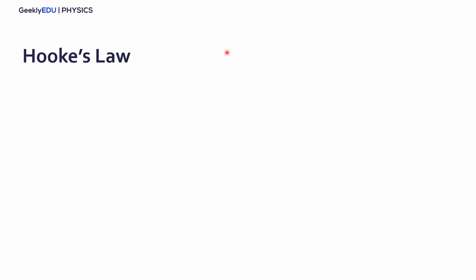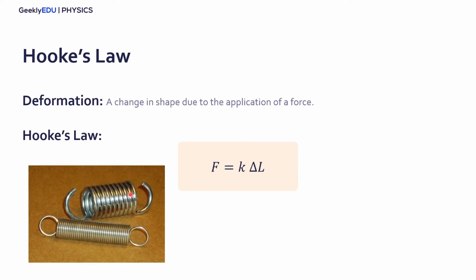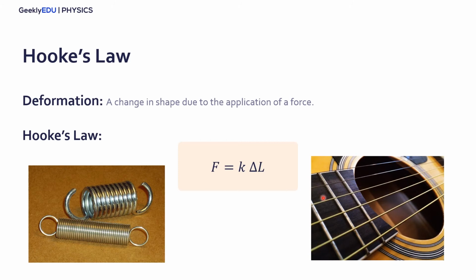So before talking about Hooke's law, let's talk about deformation. Deformation is a change in shape due to the application of a force. If we apply a force in a spring or in a string, and if it's in an elastic situation, we can apply Hooke's law. Hooke's law says that the force equals the elastic constant times the deformation. We can apply Hooke's law in springs and in elastic strings, for example.